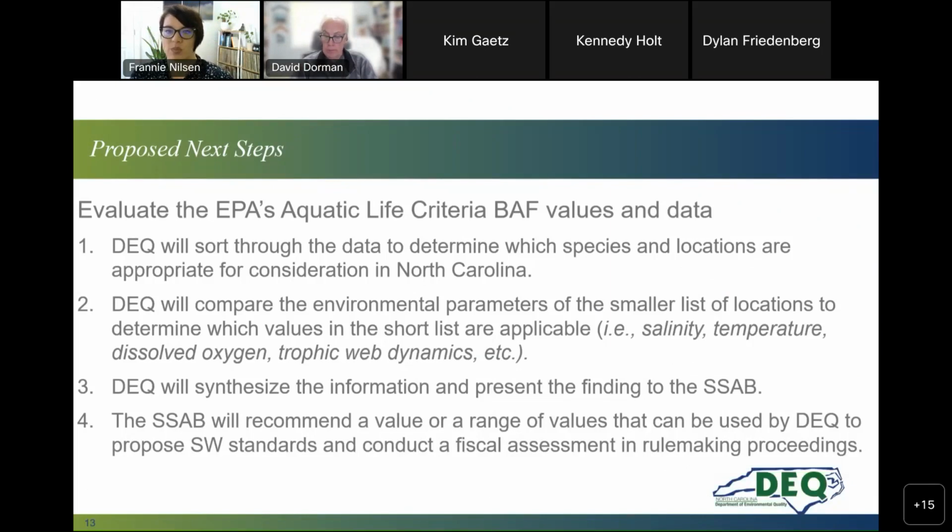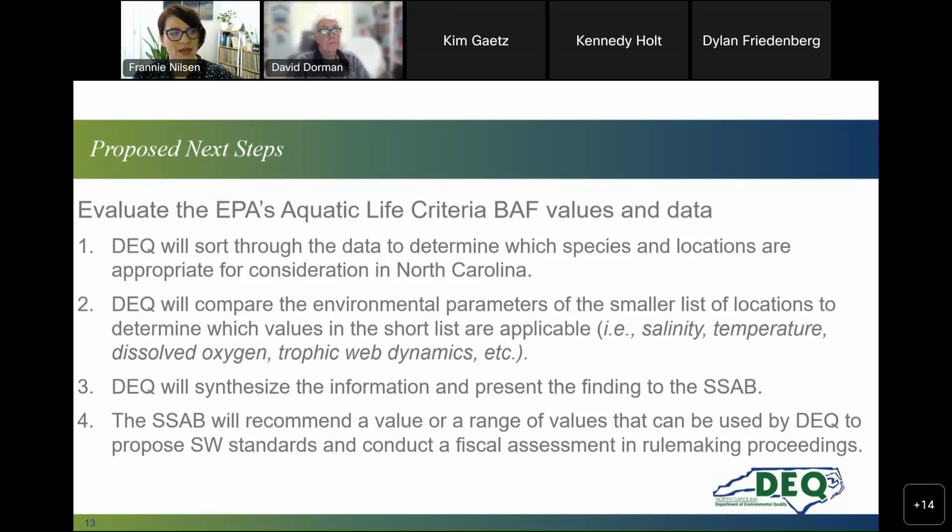And so this is kind of the first pass, like species and location or environment in terms of climate or anything like that. What is applicable to North Carolina? The second step is that we at DEQ will compare the environmental parameters of this smaller list of locations to determine really which of these more specific locations are actually applicable. And so this is a deeper look at the environmental parameters of those locations, including salinity, temperature, dissolved oxygen, trophic web dynamics, etc. A more comprehensive assessment of that specific location and publication.